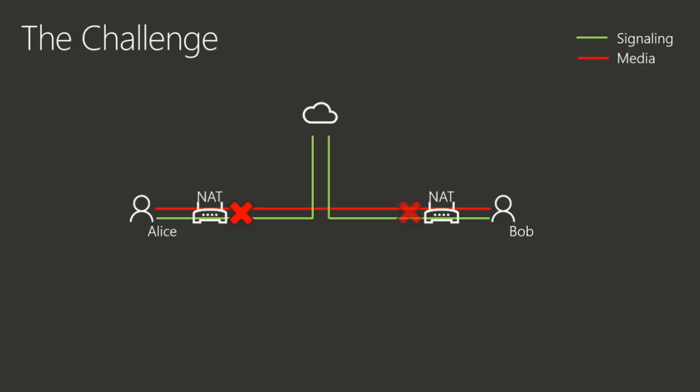However, often this is not possible. So these users could be sitting at home, sitting in a hotel, at Starbucks, at a customer, and there might be NAT devices or firewalls that don't allow them to have this direct connection. That's a problem.